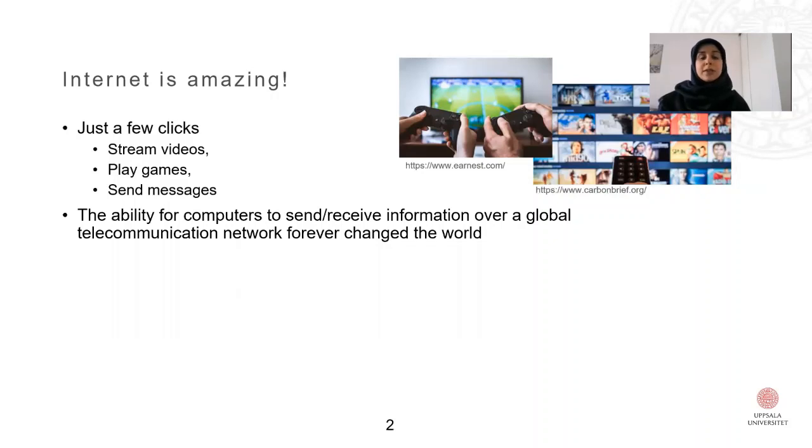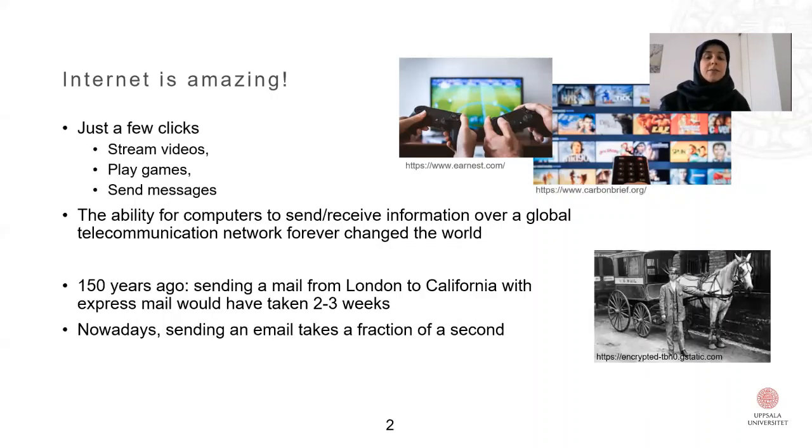Because if we look a bit back, we see that about 150 years ago, just sending a mail from London to California with an express mail would take up to 2 or 3 weeks. But now we can just send emails in a fraction of a second. This is a huge difference, of course.